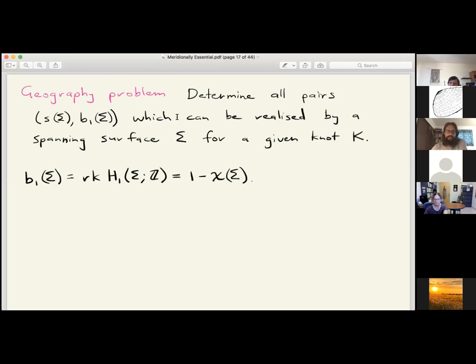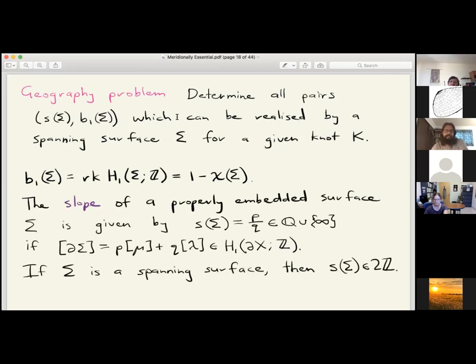Okay, so the first Betti number of the surface is the rank of the first homology group. For a spanning surface, that's just one minus its Euler characteristic. And you can think of that as the minimal number of arcs you need to cut along to decompose your surface into a connected disk.